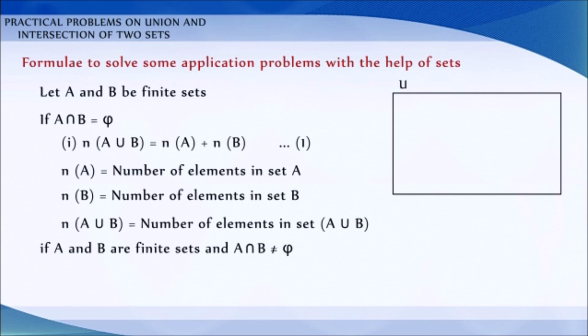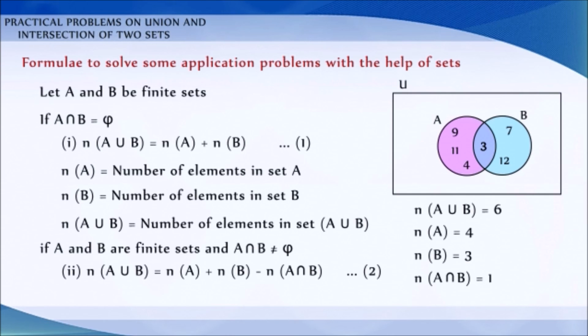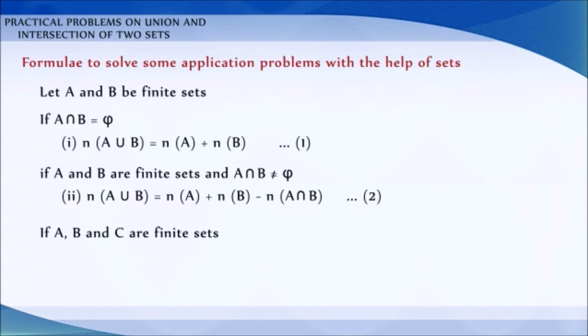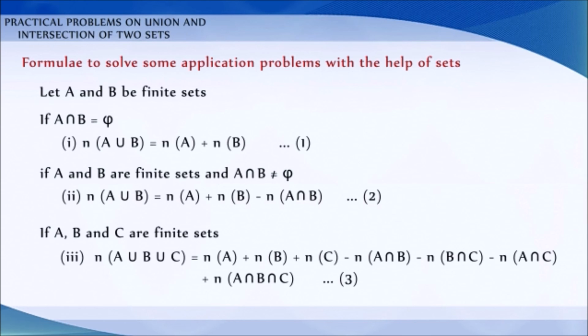In general, if A and B are finite sets and A intersection B is not the null set, then we get n of A union B is equal to n of A plus n of B minus n of A intersection B. If A, B and C are finite sets, then n of A union B union C is equal to n of A plus n of B plus n of C minus n of A intersection B minus n of B intersection C minus n of A intersection C plus n of A intersection B intersection C.